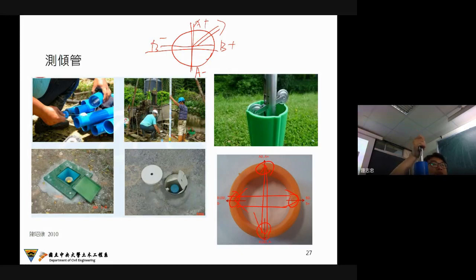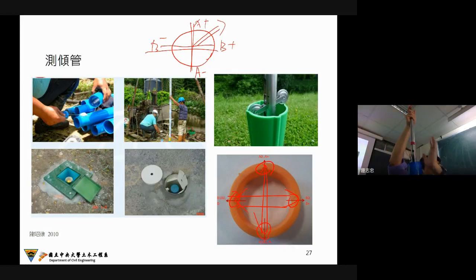In practice, we need to measure the incline degree four times with different directions. For this case, this is the A direction. I would like to measure once, and next I would like to invert the inclinometer to measure again. First this direction, next this direction. Why? Because we can check the system error.